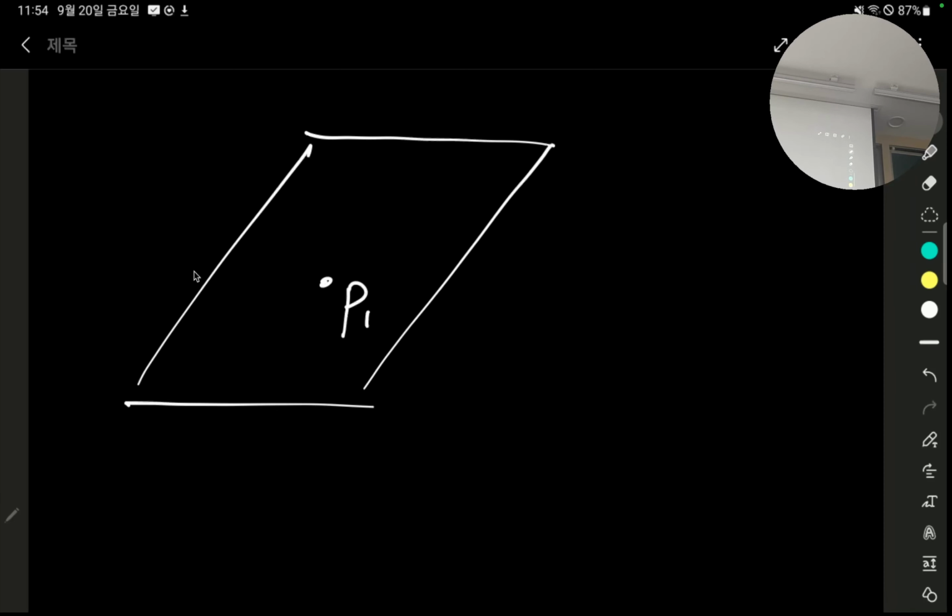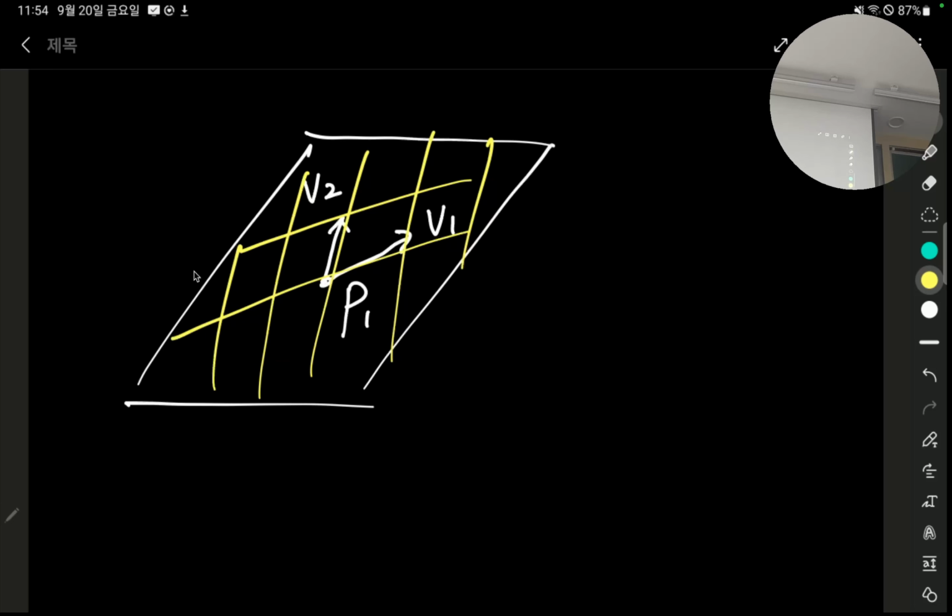So then I can set my grid line parallel to these two vectors, and then I can move in the v1 direction by a certain amount, and in the v2 direction by a certain amount, to locate my point in the plane.